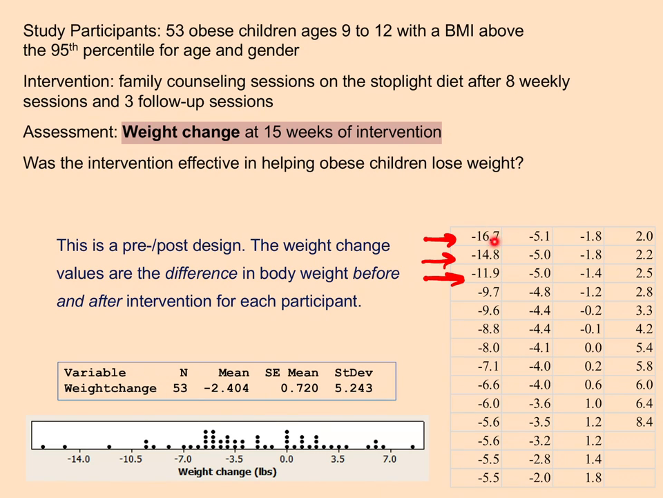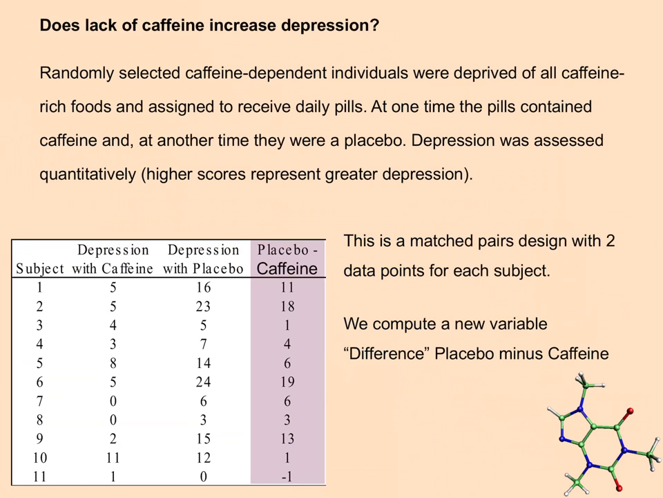So for example, this first number of 16.7 is that person's weight change from beginning to end. They had a weight measurement before and a weight measurement after, and that person lost 16.7 pounds. So you see we have weight changes for all 53. If we average all of these, we get the mean difference, and that is the statistic that we're testing here, okay? So this is a pre and post test design, right? And it's matched pairs, because there are two measurements that go into each of these, a before and an after weight.